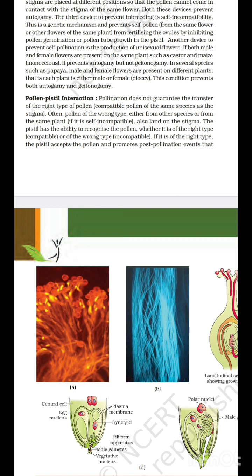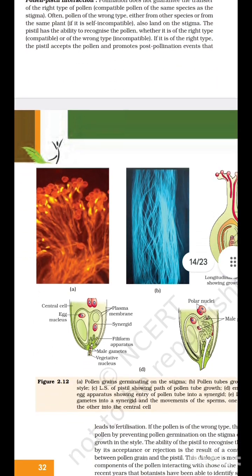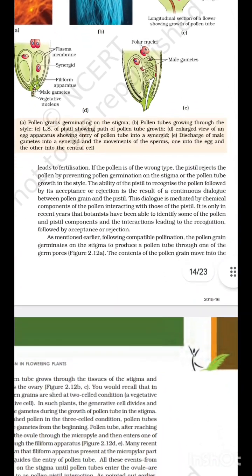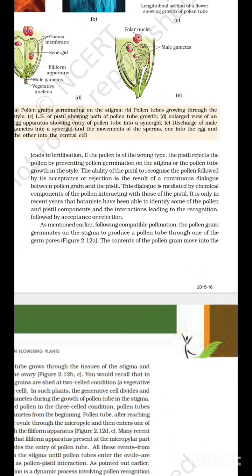If it is the right type, the pistil accepts the pollen and promotes the post-pollination events that lead to fertilization. If the pollen is the wrong type, the pistil immediately rejects the pollen by preventing the pollen germination on the stigma and pollen tube growth in the style.